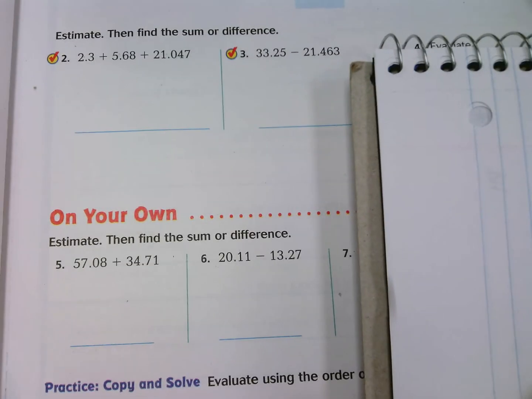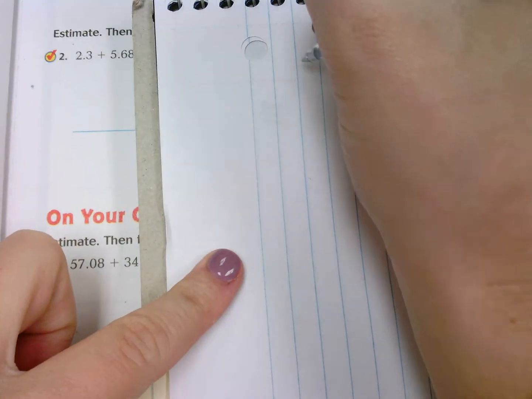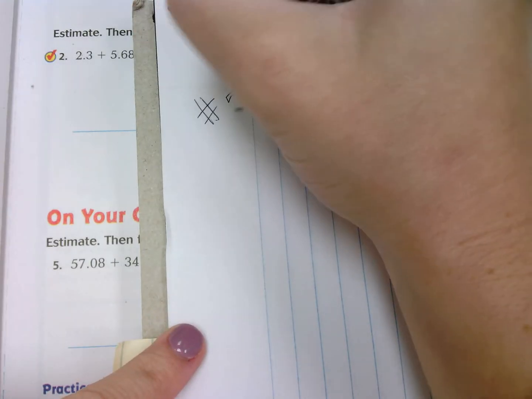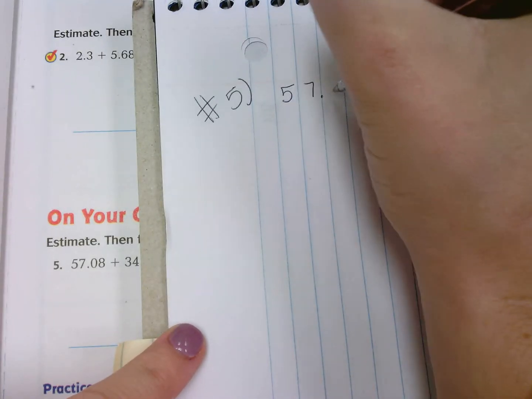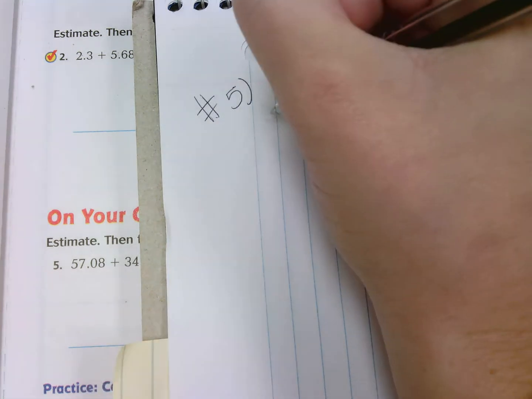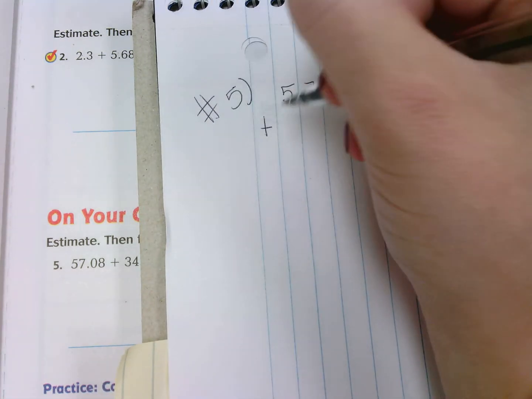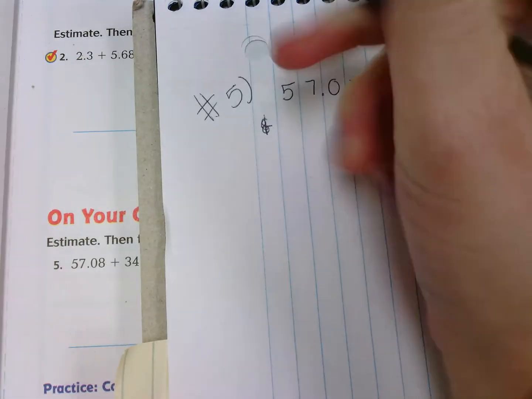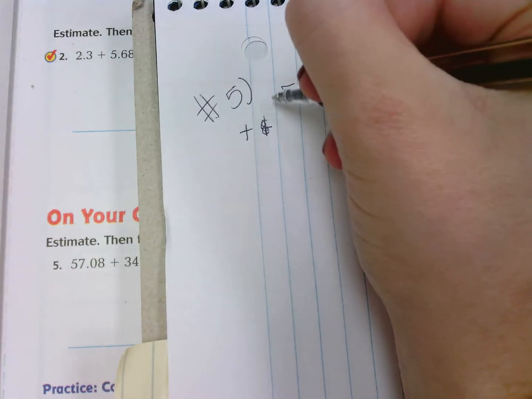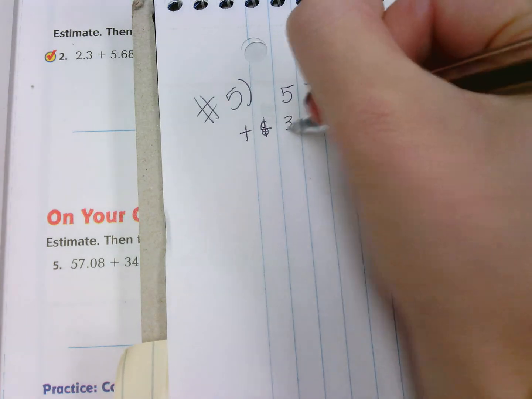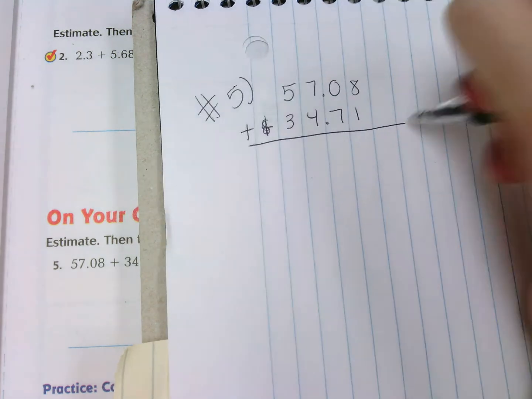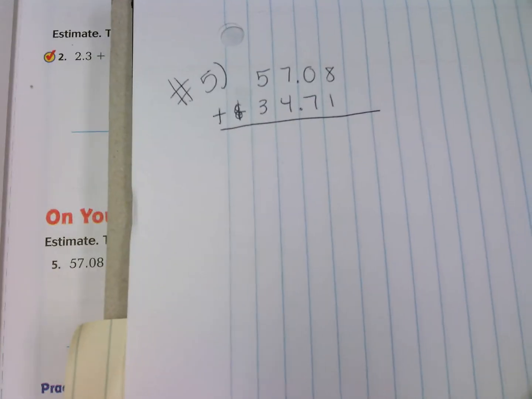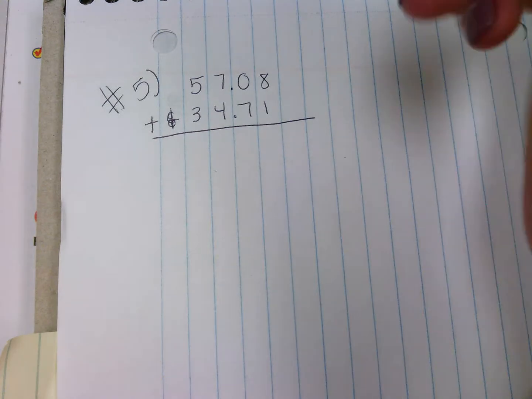So my problem is number 5, which is 57.8, plus 34.7. Okay. Now that we can see it, we're going to estimate first.